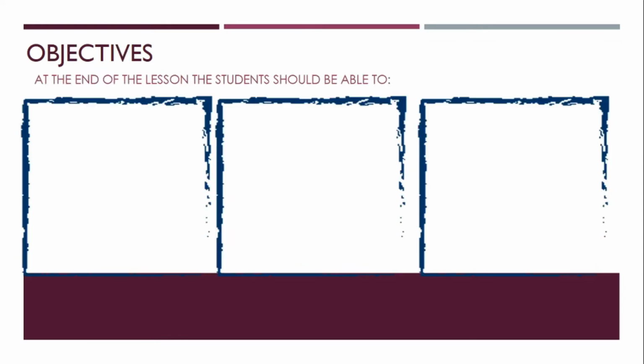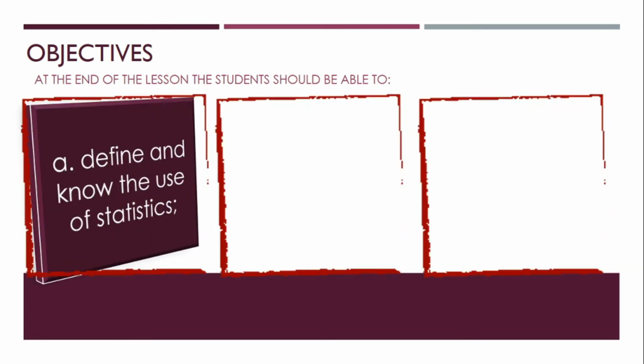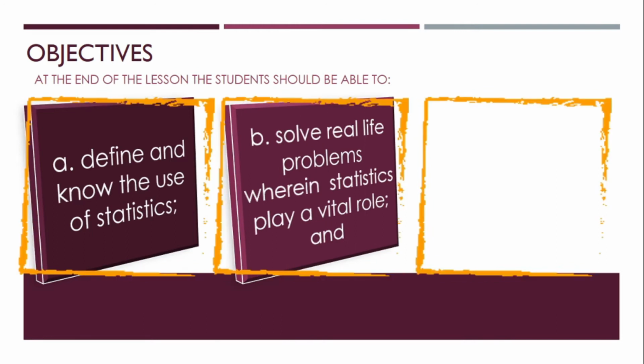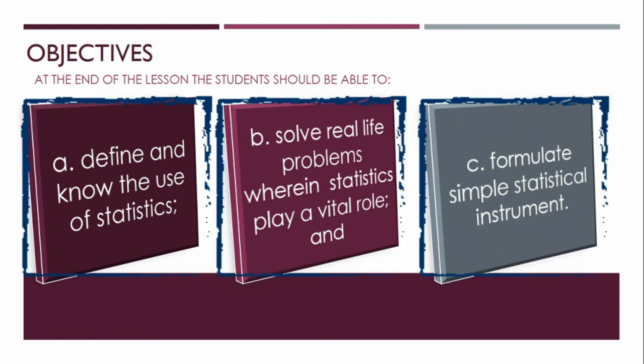Now, we have three objectives. At the end of this lesson, the students should be able to first define and know the use of statistics, solve real-life problems wherein statistics play a vital role, and last is to formulate simple statistical instruments.